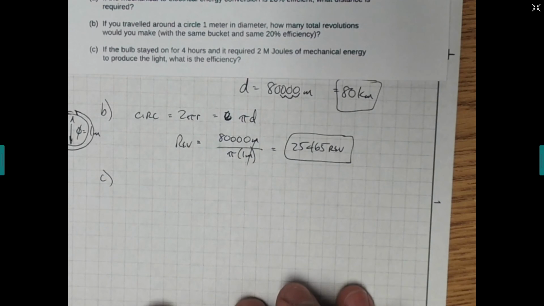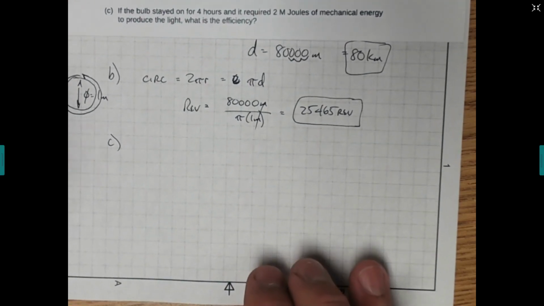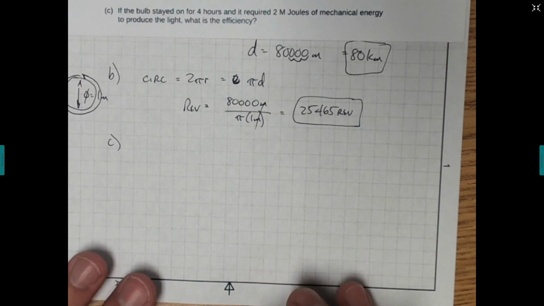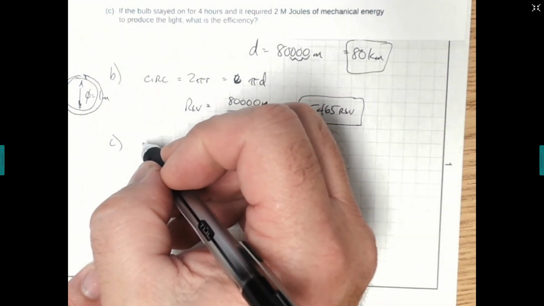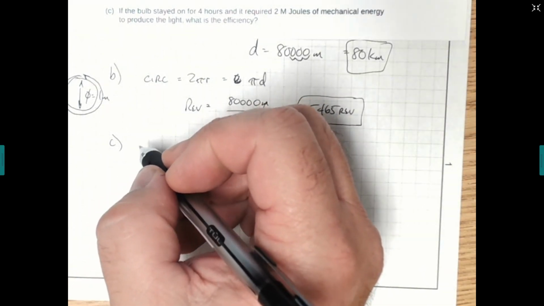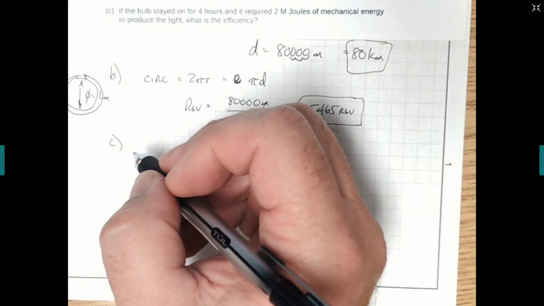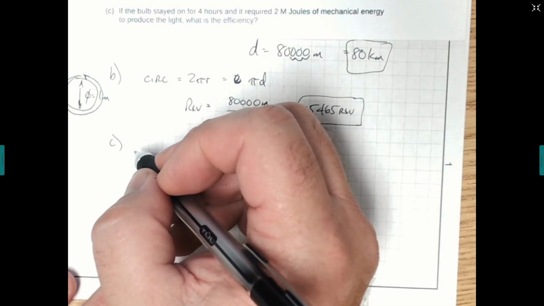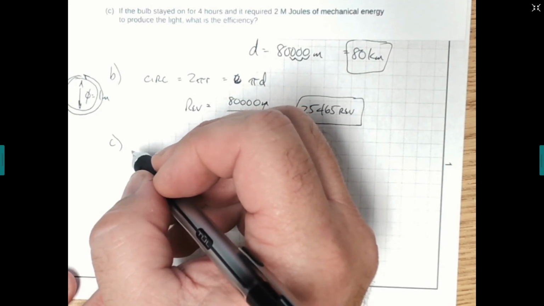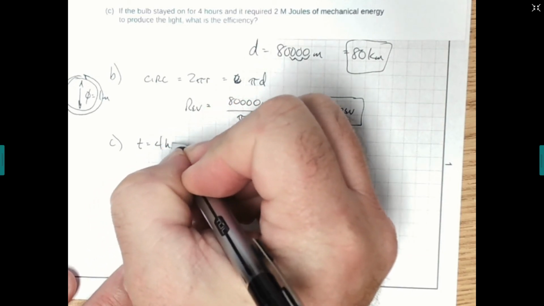Whew. Okay, so now we're on to part C finally. It says the bulb stayed on for 4 hours and required 2 megajoules of mechanical energy to produce the light. What is the efficiency? So now again we have to go back and look at the efficiency. We're looking at our power, so we have to figure out our mechanical power. There's 2 megajoules of mechanical energy. That's the energy, but we have to look at power, and we have 4 hours. So our time is equal to 4 hours.